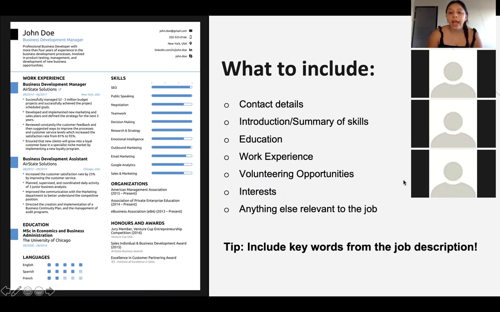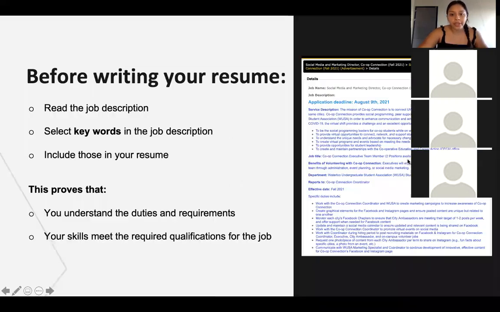So a pro tip is to include keywords from the job description. You're going to try to match the skills that you read in the job description with your resume. The best way to do that is including some keywords from the job description in your resume. So we're going to see that now. Before writing your resume, make sure that you read the job description. So I've put here a job description from a U Waterloo website.